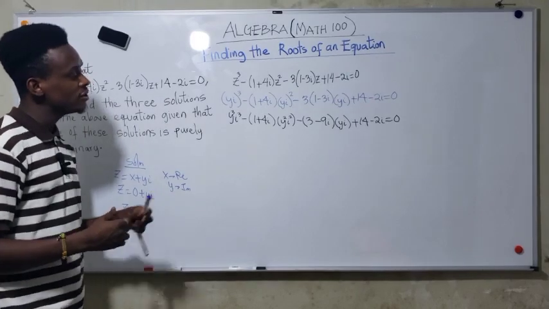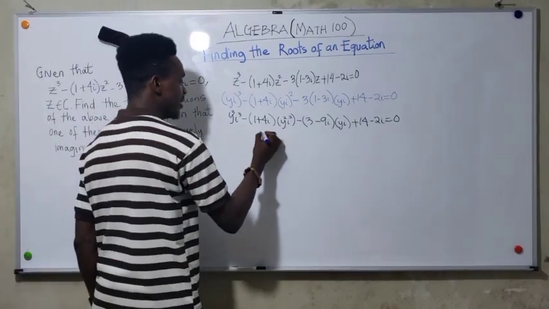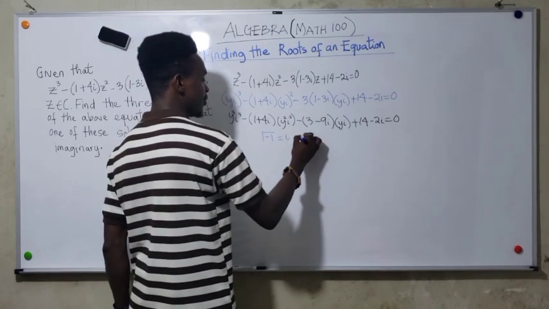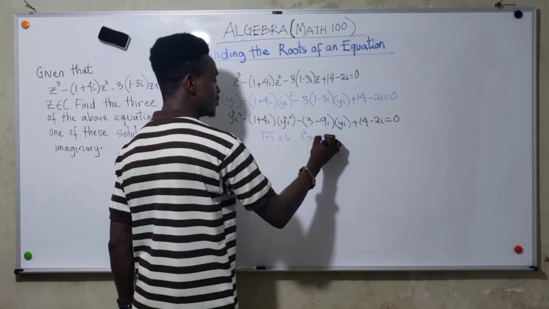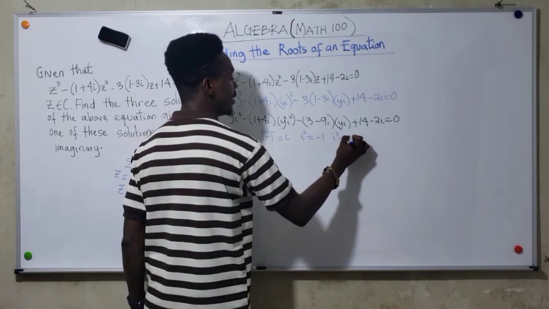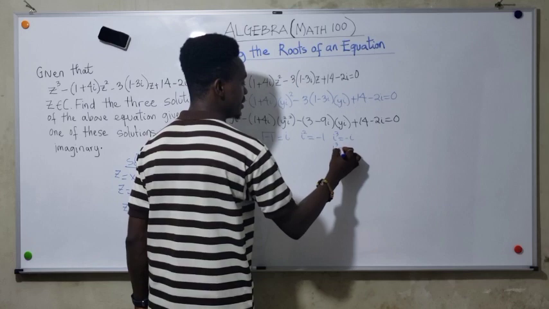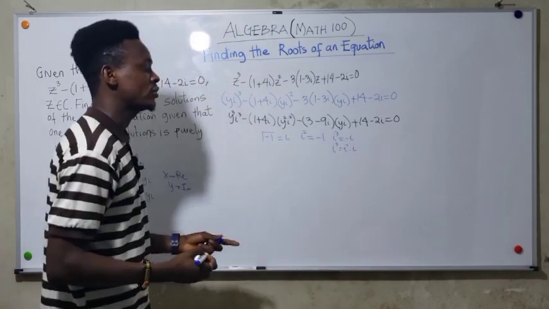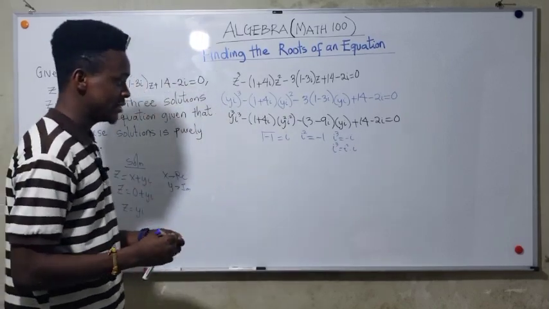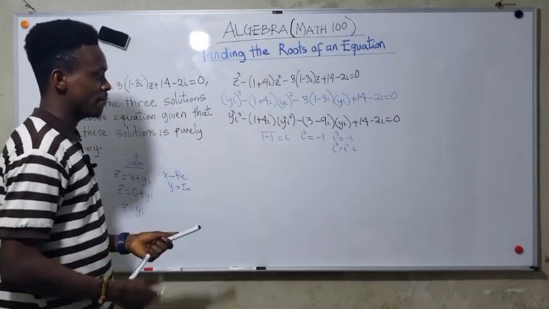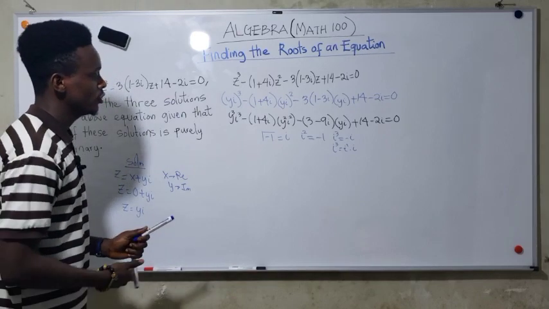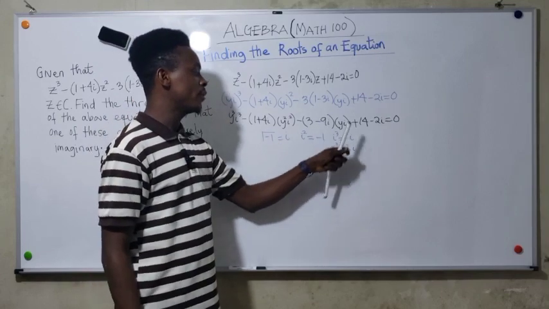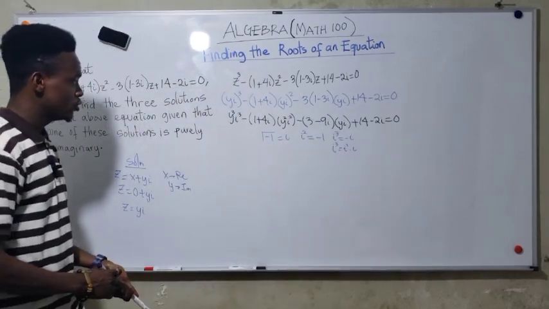Again, from complex numbers, we recall that the square root of minus 1 is equal to i. So i squared is equal to minus 1, and i cubed is equal to minus i. Why? Because i cubed is equal to i squared times i, and i squared is minus 1, so minus 1 times i is minus i. So we replace i squared by minus 1 and i cubed by minus i.